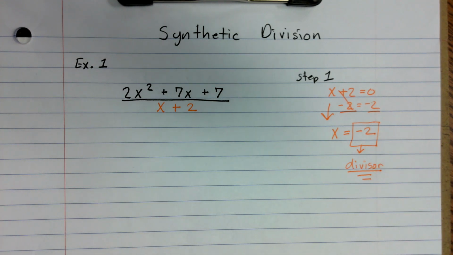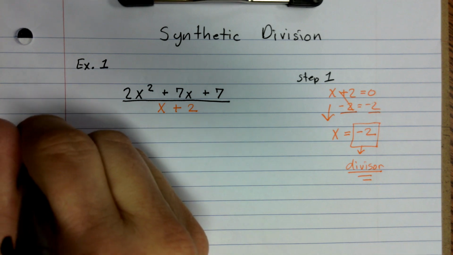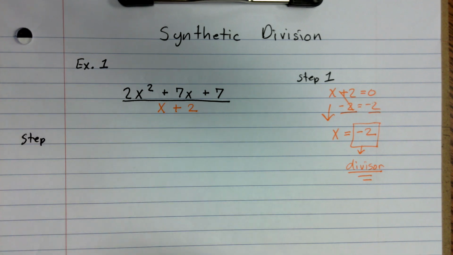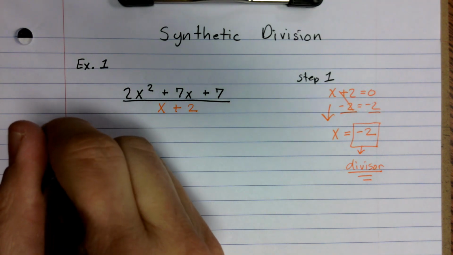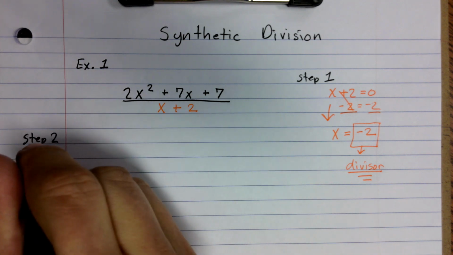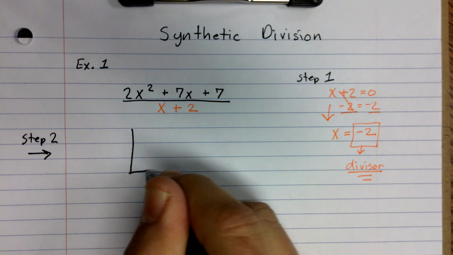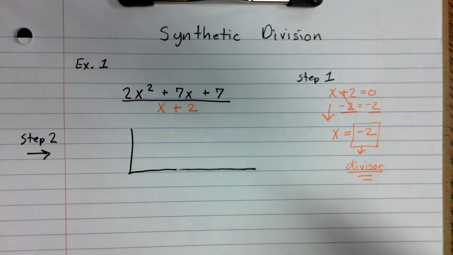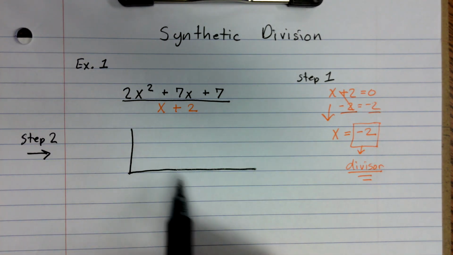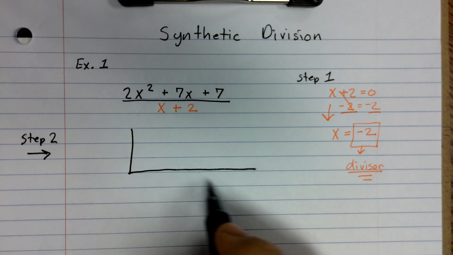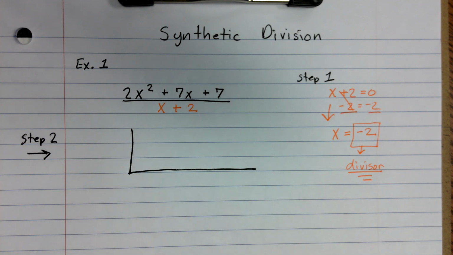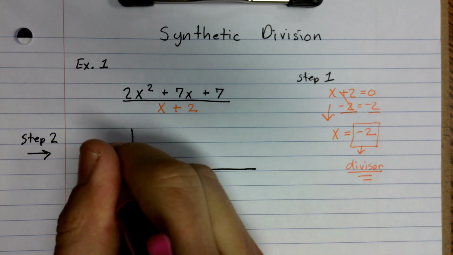Now, the next thing you want to do, in step 2, we're going to draw the division symbol for synthetic division. So I'm going to go about 3 spaces down and then come over. So it kind of looks like an L to a certain extent, right? But it's got a really long base. Now what we want to do is take our divisor, our negative 2, and put it on the outside here.